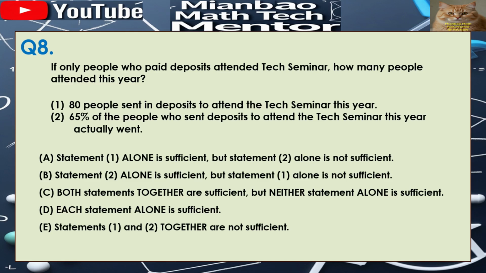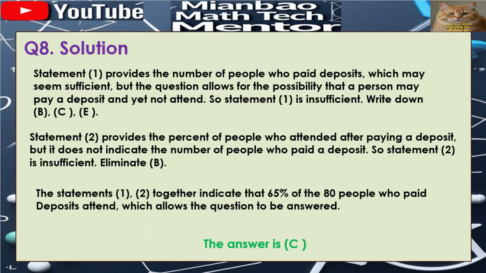Question 8. Which of the following answers is correct? A, B, C, D, or E? Statement 1 provides the number of people who paid deposits, which may seem sufficient, but the question allows for the possibility that a person may pay a deposit and yet not attend. So statement 1 is insufficient.